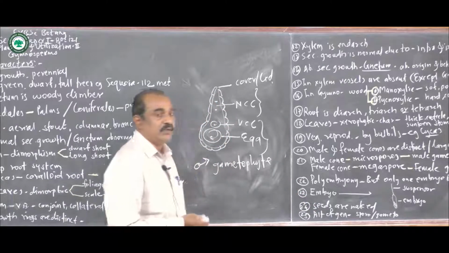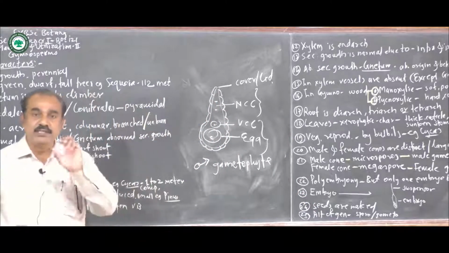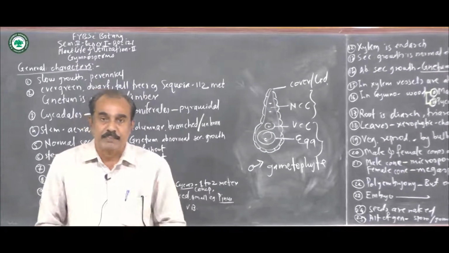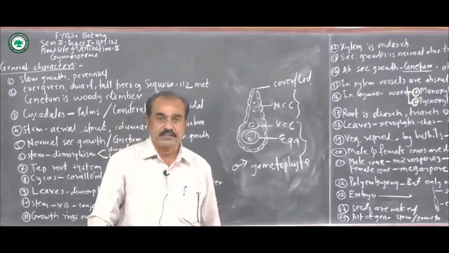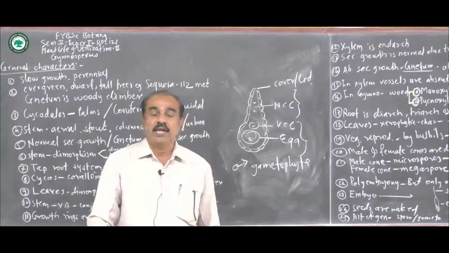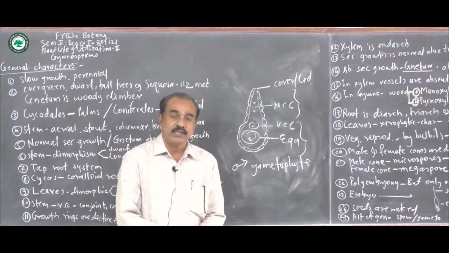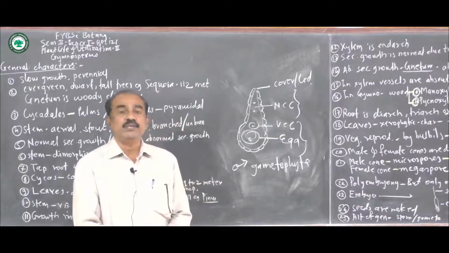And the last character, that is alternation of generation. In each life cycle of the gymnospermic plant, there are two different types of generation. First, the sporophytic generation, and second, the gametophytic generation. Now, the sporophytic generation is dominant and the gametophytic generation is very short-lived.